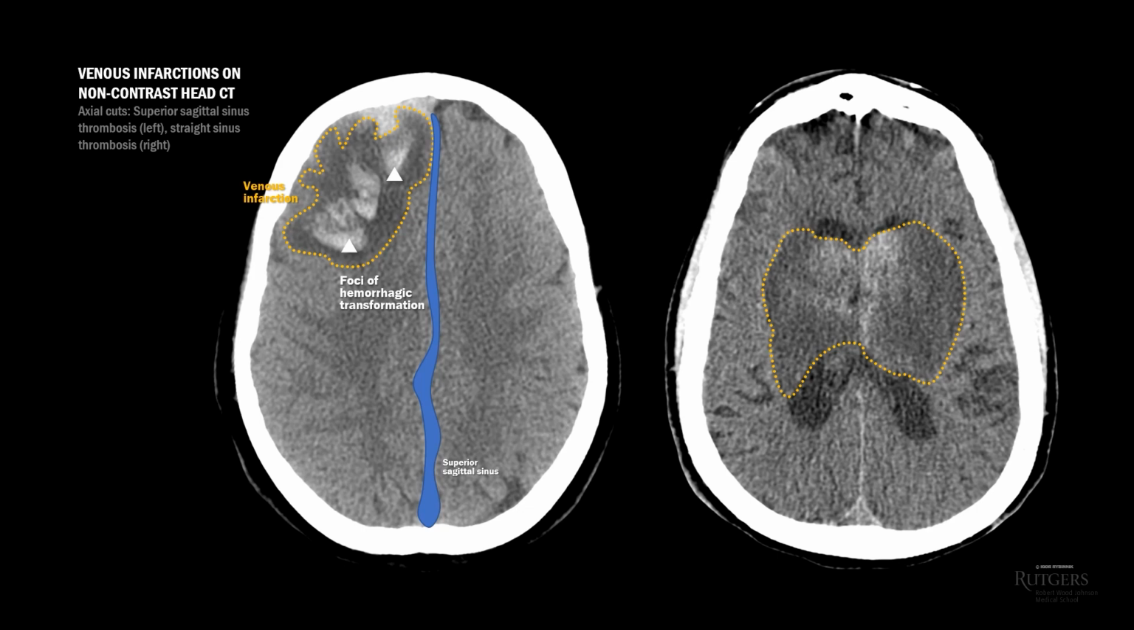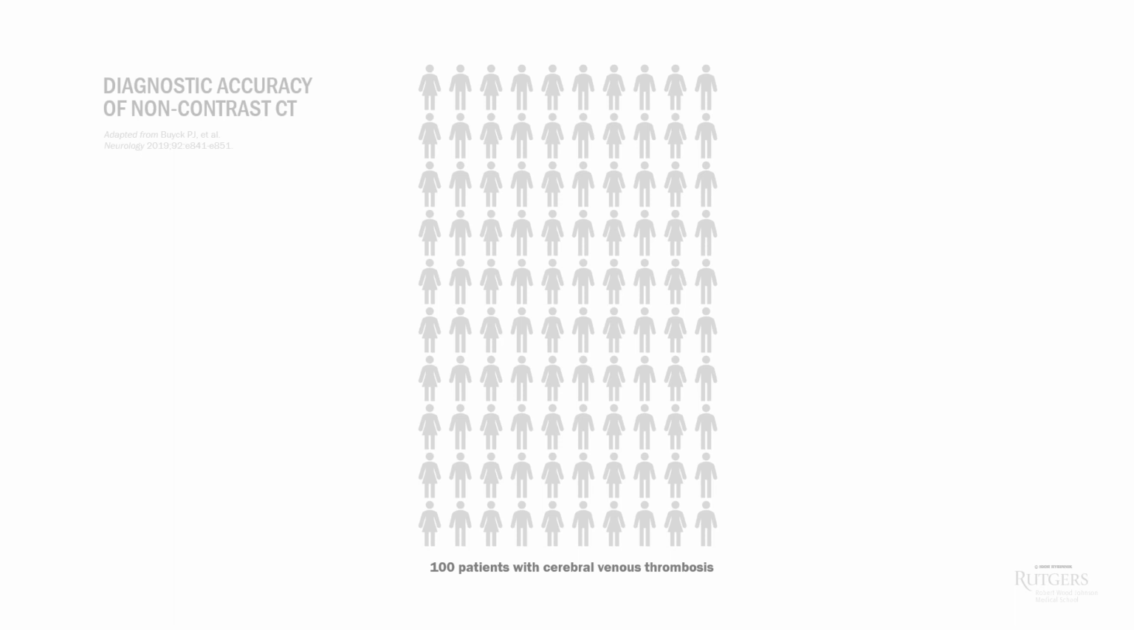Yep, the subcortical structures are hypodense, with some hyperdensities corresponding to hemorrhage. This venous infarction is caused by the thrombosis of the straight sinus in the deep venous system. So, how well does a non-contrast head CT perform for the diagnosis of cerebral venous thrombosis? It turns out, meh. That's a technical term.